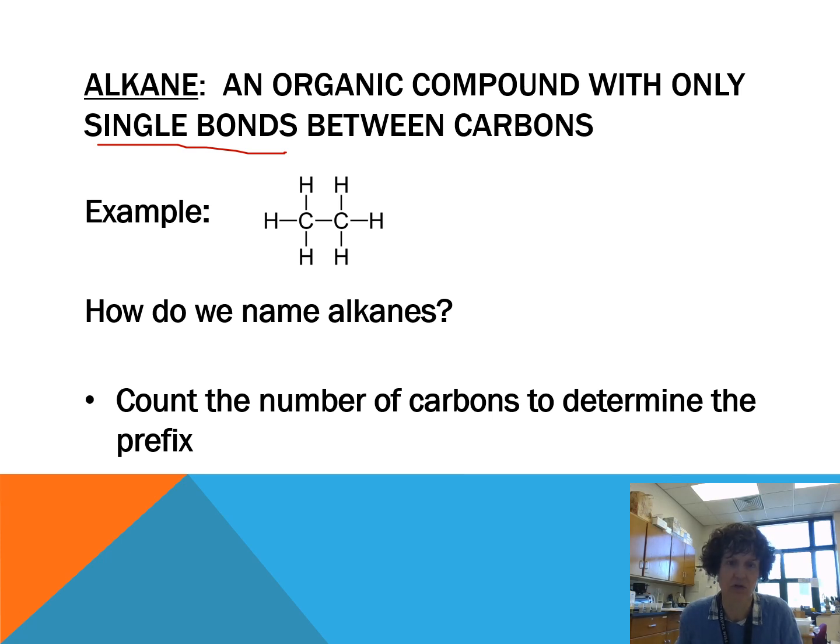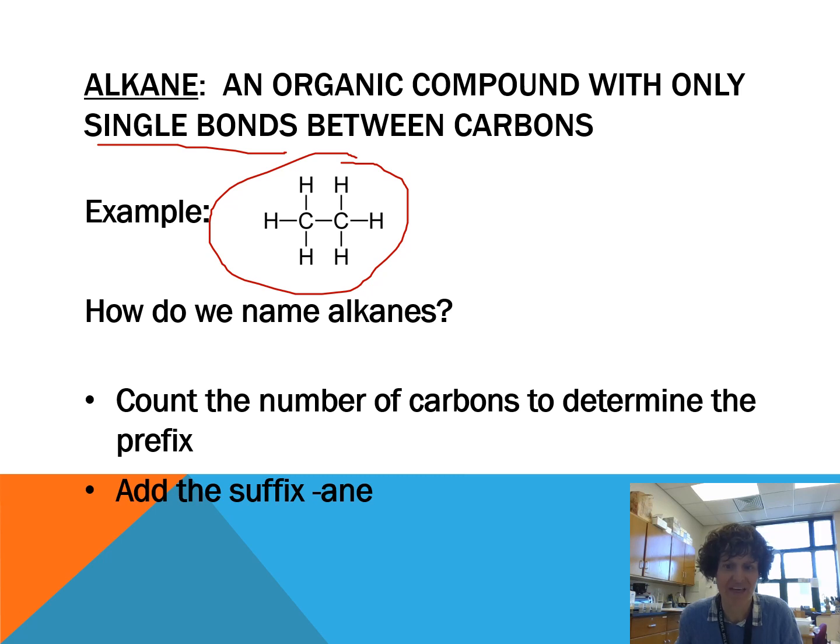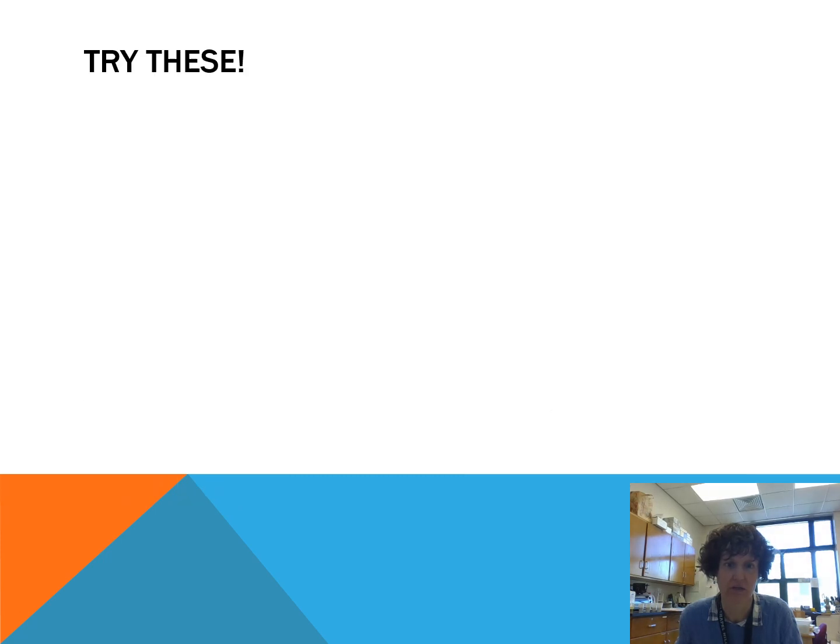Now, we just learned on the previous slide that if you have 2 carbons, like right here, then what is the prefix? That's right, eth. All right. So in this case, our prefix would be eth, and then we're going to add the suffix, the ending ane, to the prefix eth. And so this molecule right here would be called ethane. All right, so let's try some more examples.